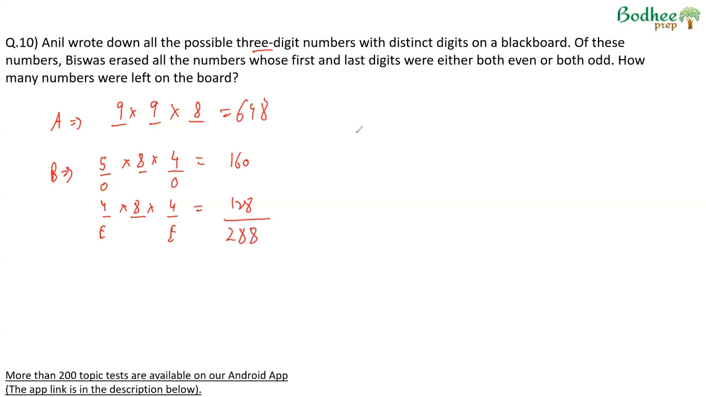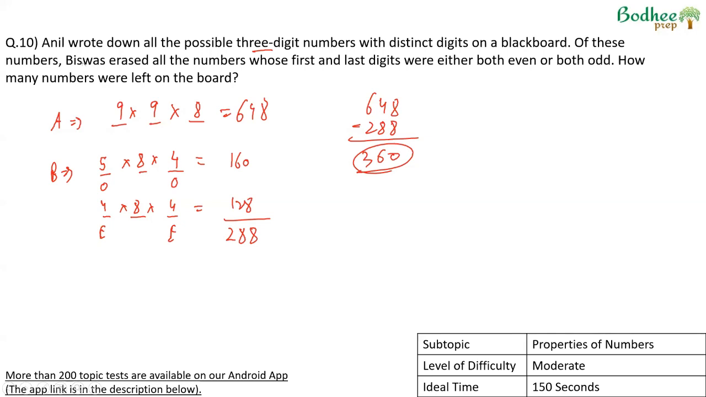So the remaining numbers will be 648 minus 288. So 360 numbers should remain on the board. Again, I think not a very difficult question. About 2.5 minutes should be good enough to attempt this question.